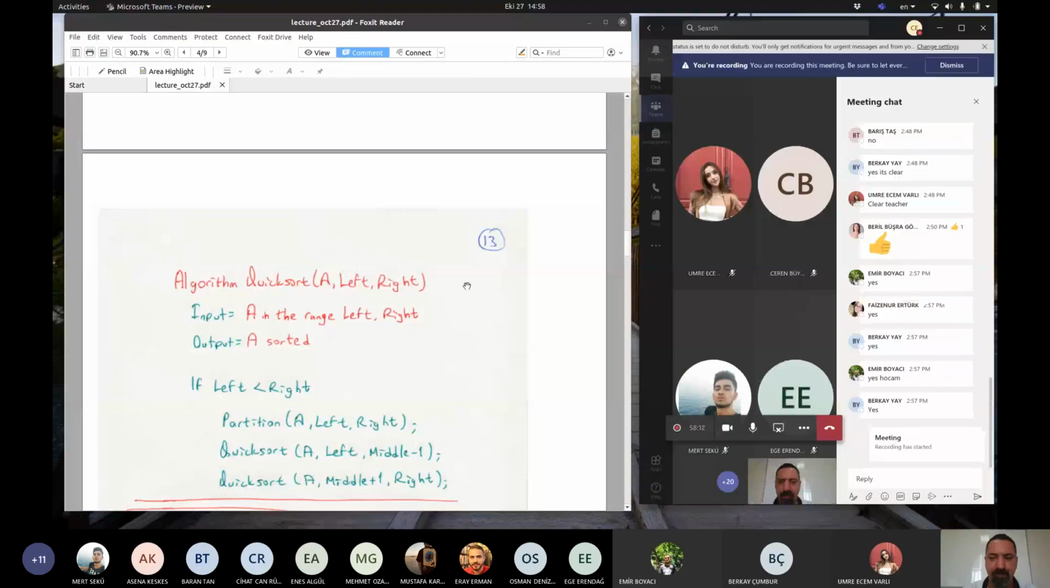Okay, let's get back to the lecture. We have seen the quicksort algorithm. Let's try to analyze now its running time.